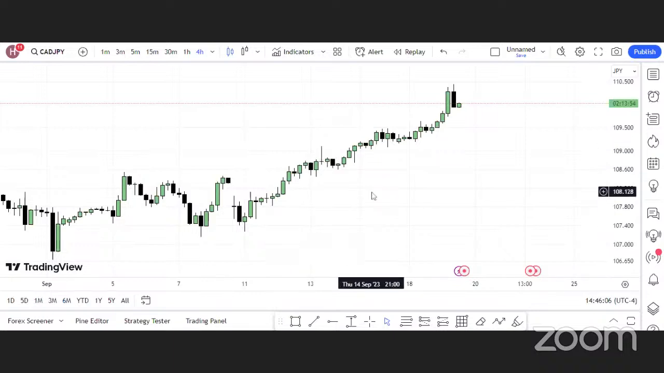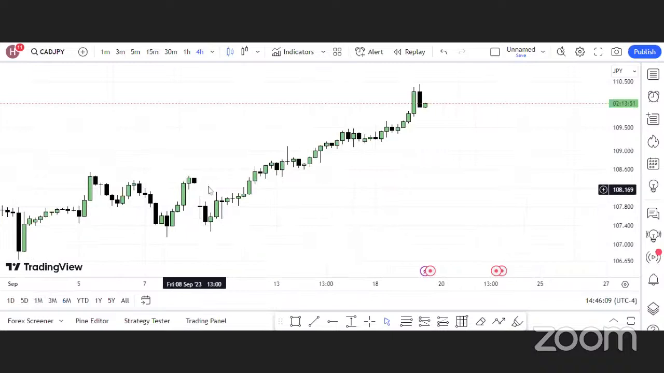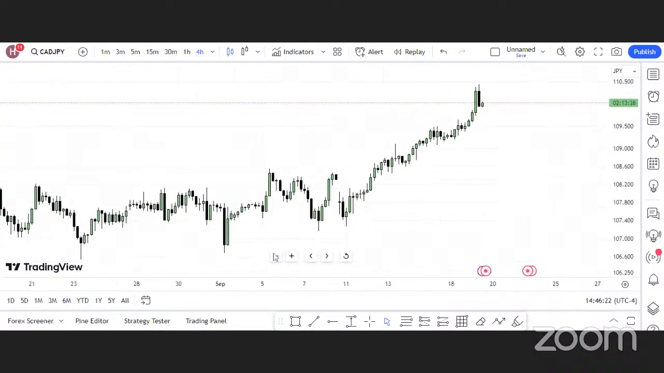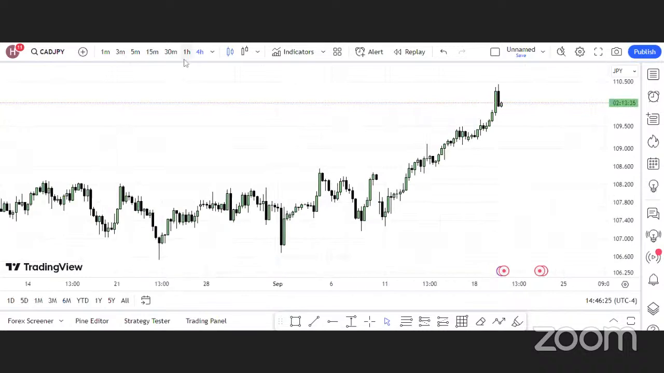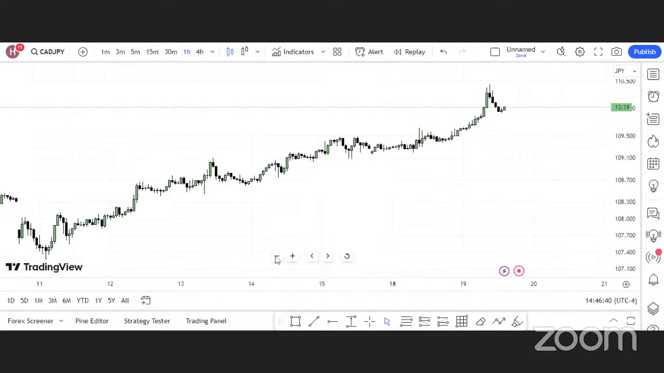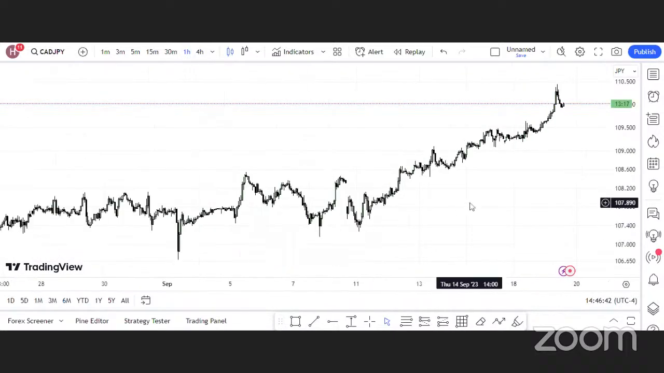So now I already have the idea of where the CADJPY market is heading to. This is a buy trend, an uptrend, so the opportunities I want to be looking at right now are buy opportunities. My confirmation has been done on the 4 hour time frame. Now I'm moving to the 1 hour time frame.